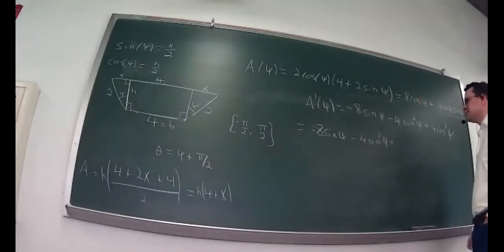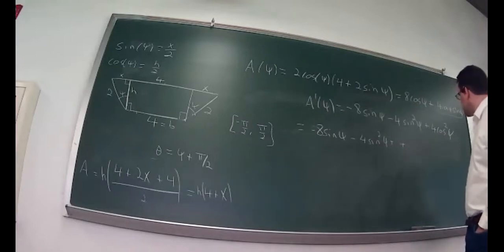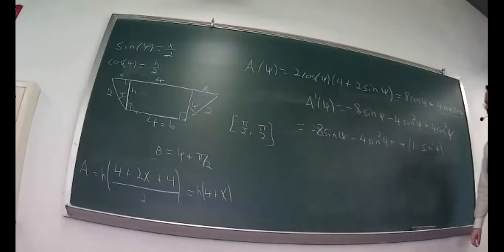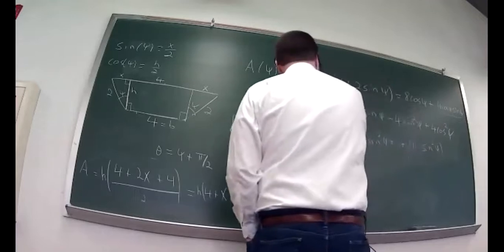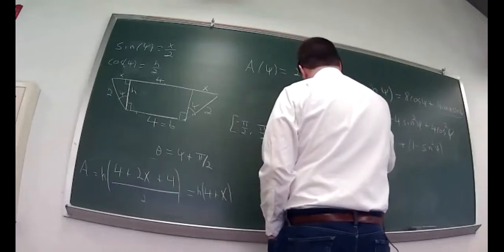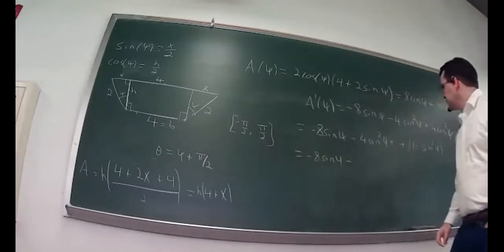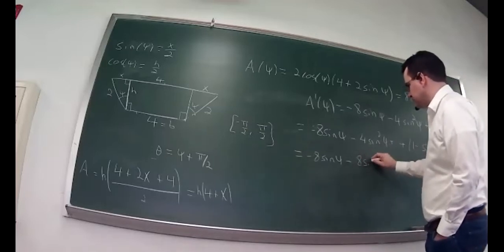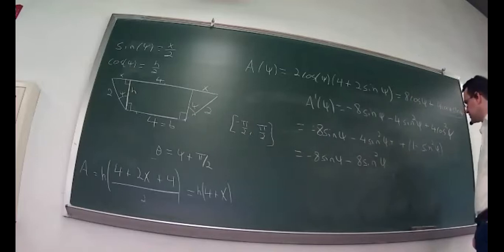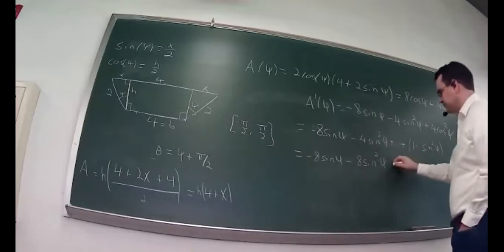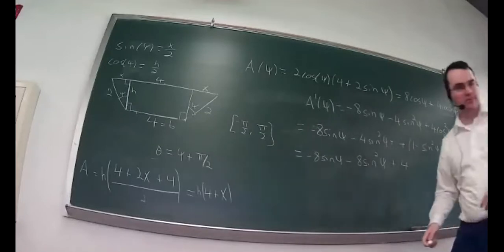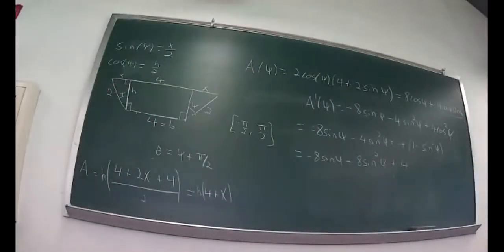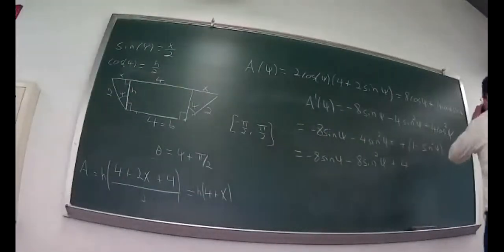I don't know. Maybe there's a trig identity I'm missing. So let's convert cosine squared psi into 1 minus sine squared. So if we set this equal to 0, we've got -8 sine psi minus 4 sine squared minus 4 sine squared psi, and then plus 4. Did I do that algebra right? Correct me if you want me to re-explain something, or if you see a mistake.